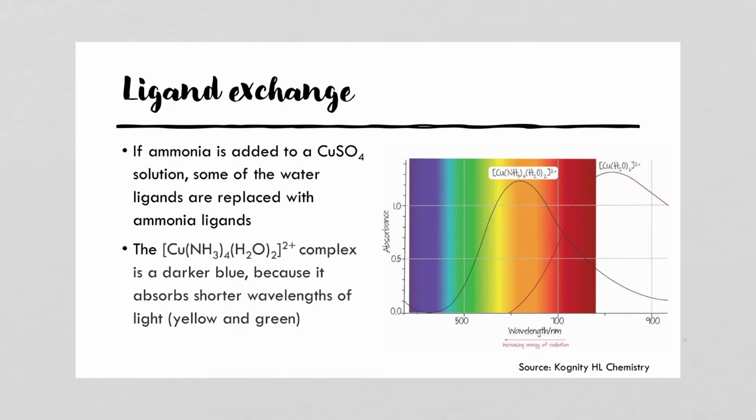So there's something called a ligand exchange. If I added some ammonia to a copper 2 sulfate solution, some of the water ligands will be replaced with ammonia ligands, and that complex is now a darker blue because it will start absorbing shorter wavelengths of light, so it will start absorbing yellows and greens as well, which will now make the solution appear more dark blue.